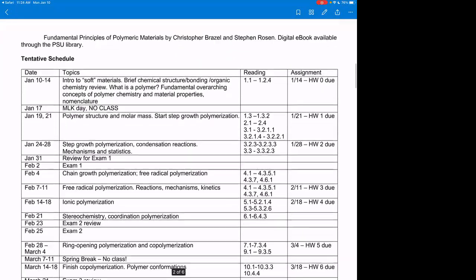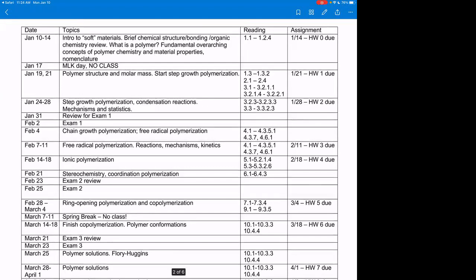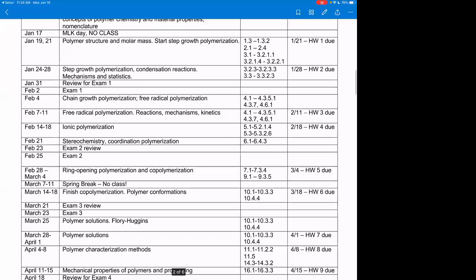All right, and here's the schedule. This is probably pretty solid. We'll see. But homework due dates are all listed for you right here. So make sure you put those in your calendar or whatever, but in general, we'll have a homework due every Friday. And all the exams are set. So February 2nd, we're having an exam. End of February, we're having an exam. March, we're having an exam. We have an exam 4.